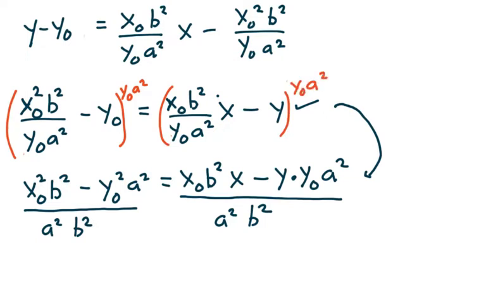And so what we end up getting on the third line is x naught b squared minus y naught a squared is the same as x naught b squared times x minus y times y naught times a squared. And then from there, I divide both sides by a squared b squared. And what is my goal? My goal is to match the equation of the tangent line to what the book had. And by dividing both sides by a squared b squared, I get the following.